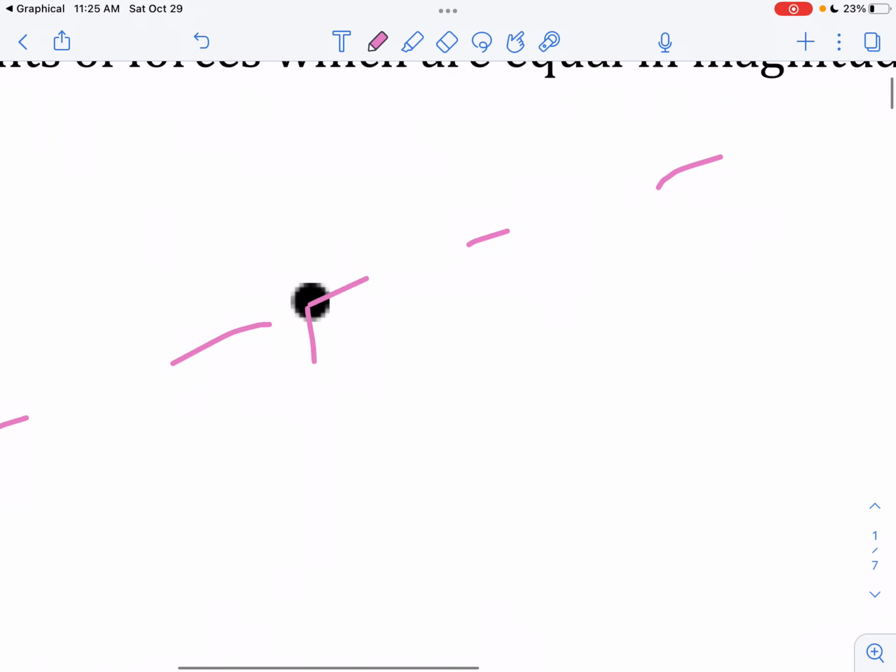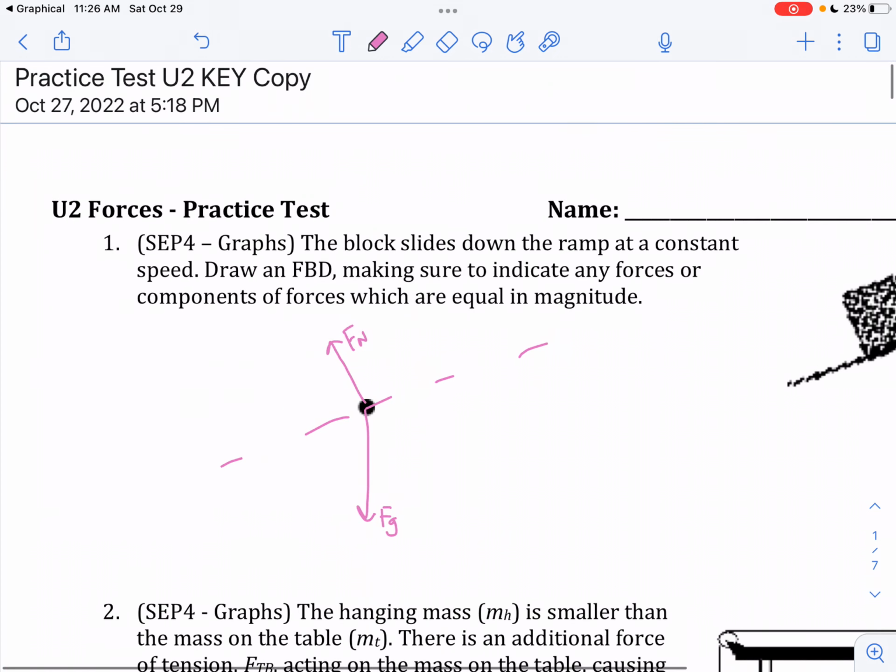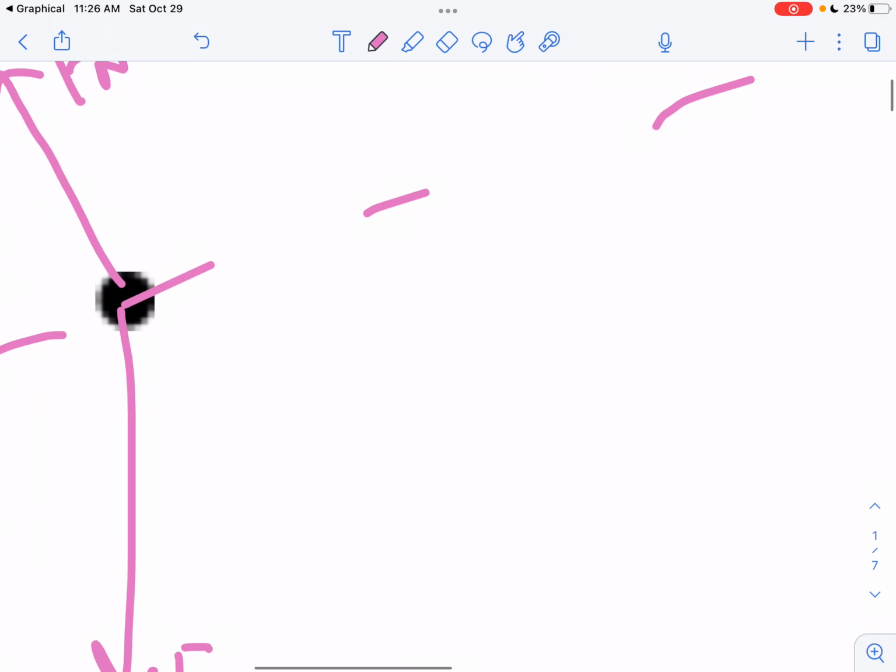and I'm going to add my force of gravity, which is just going to be straight down, my normal force, which is going to be perpendicular to the surface, and my force of friction, which is going to be parallel to the ramp and opposite of the motion. So because the block is sliding down, that means the force of friction is up the ramp. And because it is sliding, this is kinetic friction.